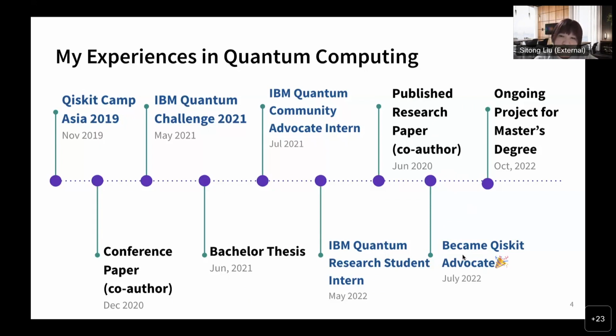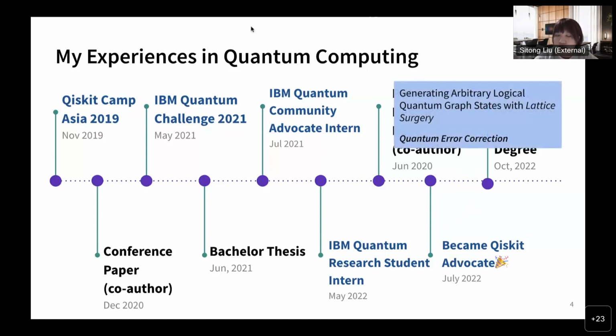And in this year, as I said, I became a Qiskit Advocate in July, and now I am working on the project for my master thesis, which is about generating arbitrary logical quantum graph states with lattice surgery, and this is mainly related to the field of quantum error correction.